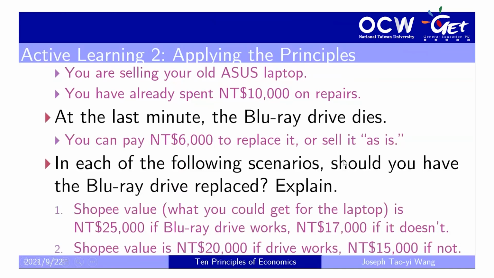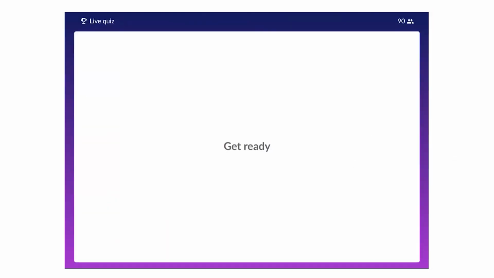First, the Shopee value, which is what you could get for selling your laptop secondhand, is $25K if the Blu-ray drive works, and $17K if it does not work. Versus part 2, the Shopee value is $20K if the drive works, and $15K if it does not work. All right, so get ready. We're going to start to prepare for our quiz.